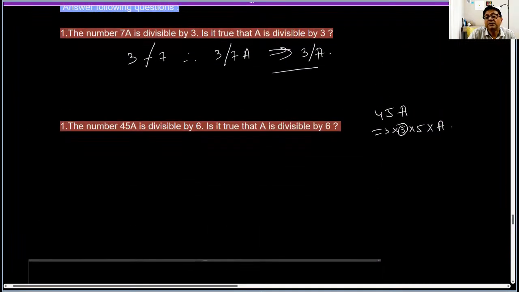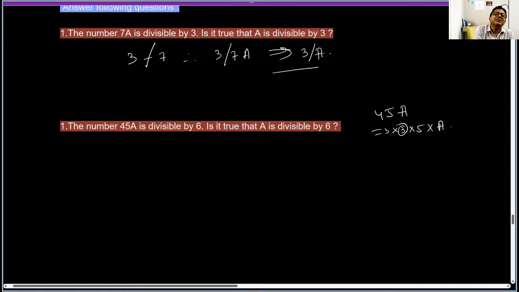Okay. This class is till this only. Next session, I'll be discussing a few more divisibility problems and extended Euclid's lemma and GCD, HCF. It is time consuming. Stay with me.